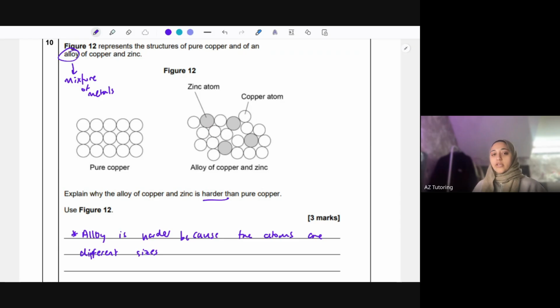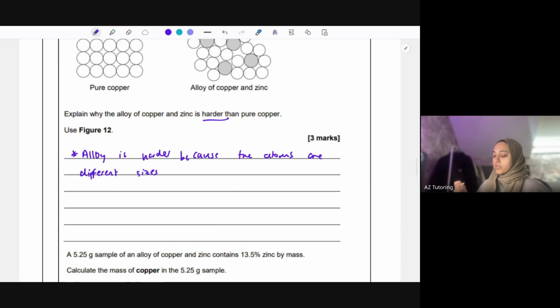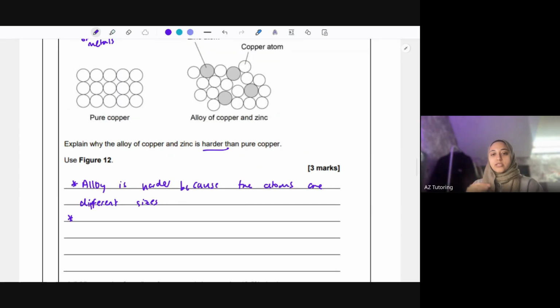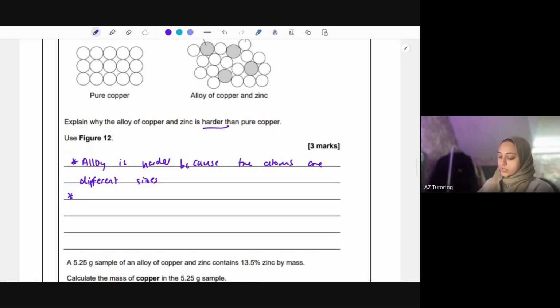It's quite nice that they've drawn the diagram there, but again, they don't have to draw the diagram. That's your first mark. You've identified that in an alloy, the atoms are all different sizes. Because the atoms are all different sizes, the layers are distorted. The layers no longer can slide over each other. So you would say the layers are distorted in that alloy. What does that mean? The layers cannot slide over each other. And that's your 3 marks.